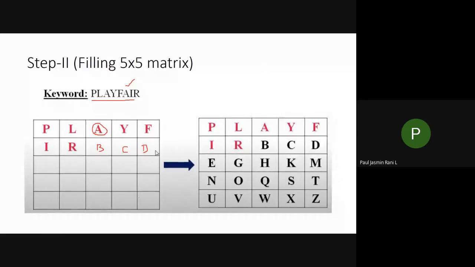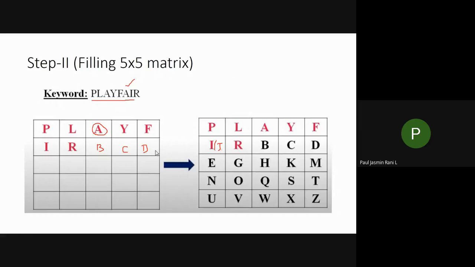So instead of writing J, that is I J, for this I J you have to use the same cell. When you get your J or I, you have to consider it as a single alphabet. So I and J occupy a single cell. This is how you are going to fill your matrix. This is your second step: how you have to fill your 5 cross 5 matrix.